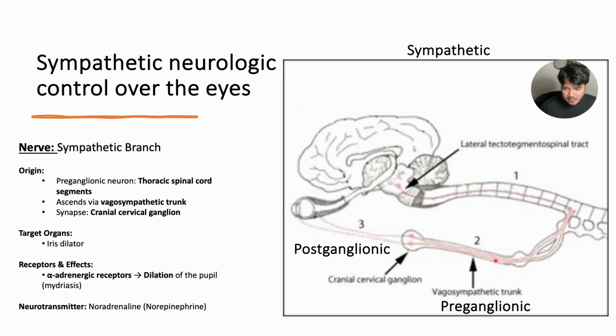The preganglionic fiber here then synapses onto your cranial cervical ganglion, and your postganglionic fiber finally reaches the target organ, which is in this case your iris dilator. The iris dilator has receptors which are alpha adrenergic in nature, and they are responsible for dilation of the pupil, which we call mydriasis. The neurotransmitter, since it's sympathetic, is norepinephrine.